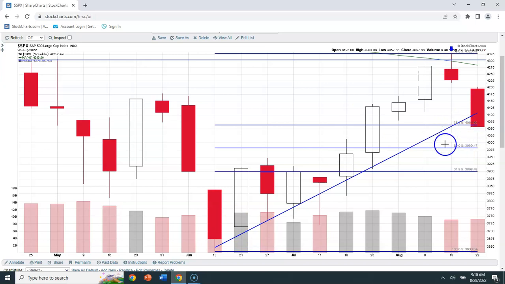If we retrace 50%, that's going to bring us down to right around 39.80, okay? And then if we retrace 61.8%, that's going to bring us down to 38.98, so 3,900 basically, all right? So 3,900 right here. Now, if we retrace 100% of the move, that of course takes us down to that 36 and change that we hit back on June 17th, I think was the exact low.